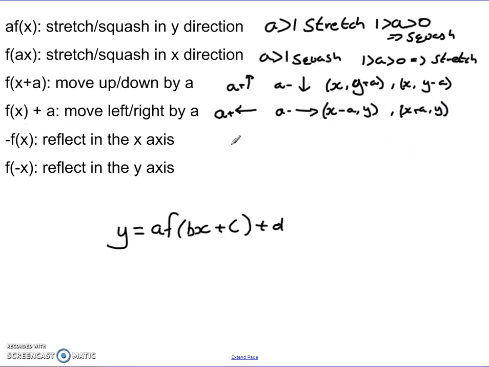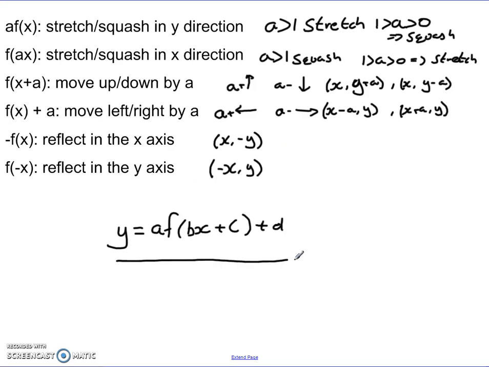Negative f of x we reflect in the x-axis. So we take the curve and we literally just flip it about the x-axis. So every single one of the coordinates that we would know, the y part of it would flip. So we'd end up going from x, y to x comma negative y. And f of negative x reflects in the y-axis. In this case it's the x part of the coordinates that gets affected, and it goes to negative x comma y. That's what happens when we do that. So they are the 6 different types of transformation that we know how to do with curves.